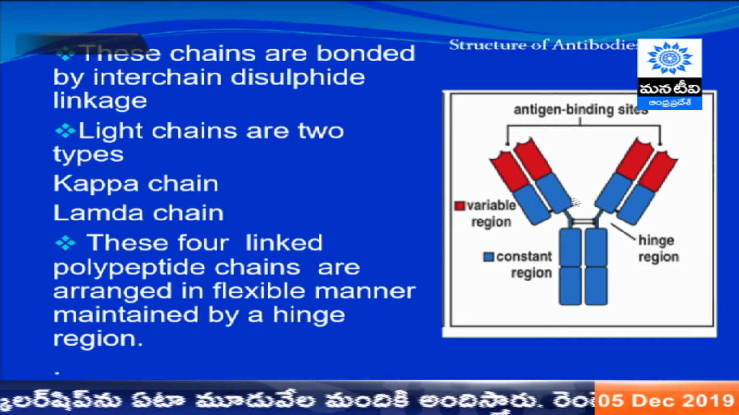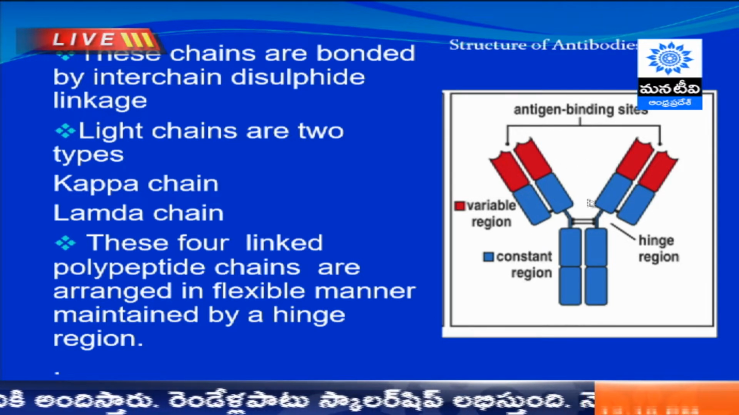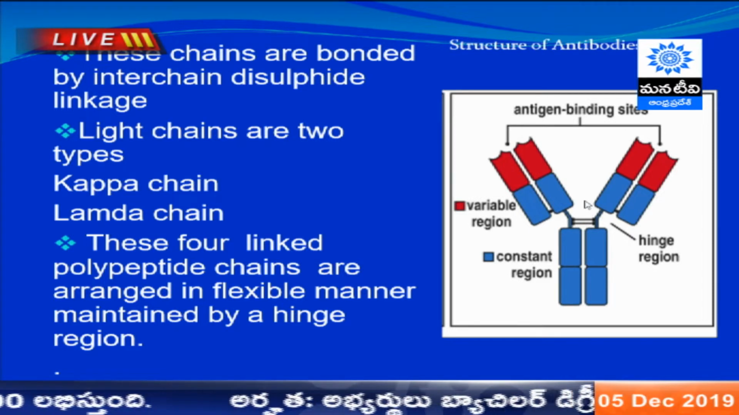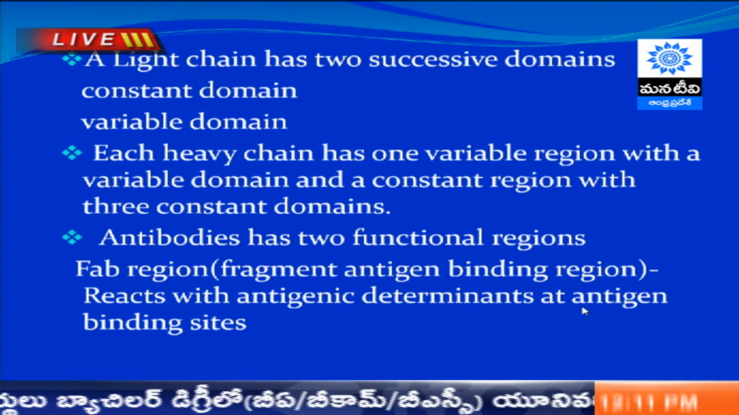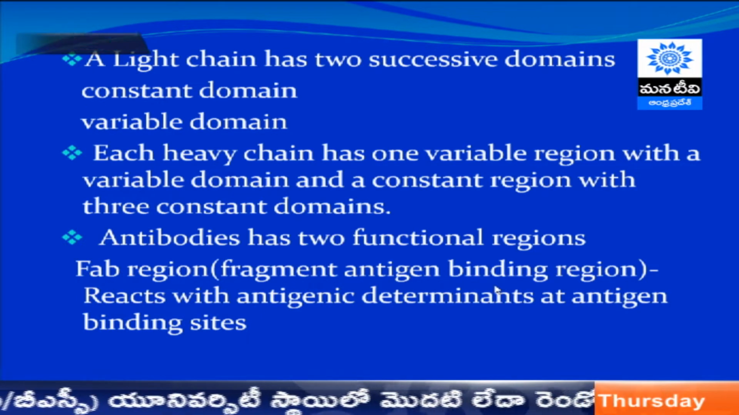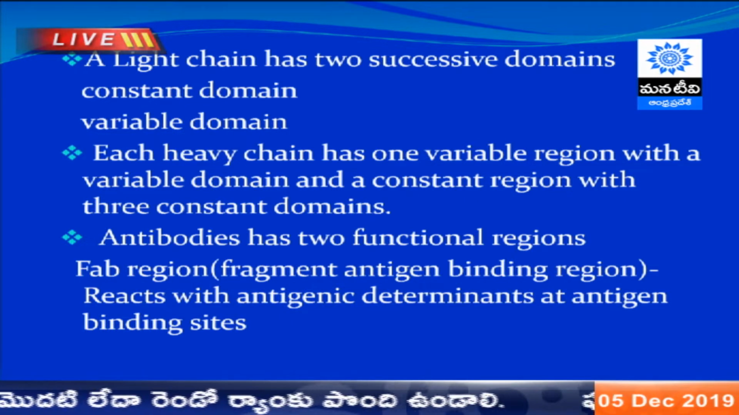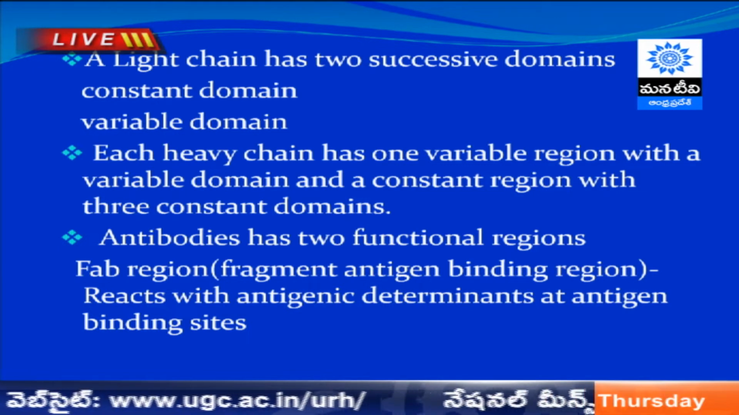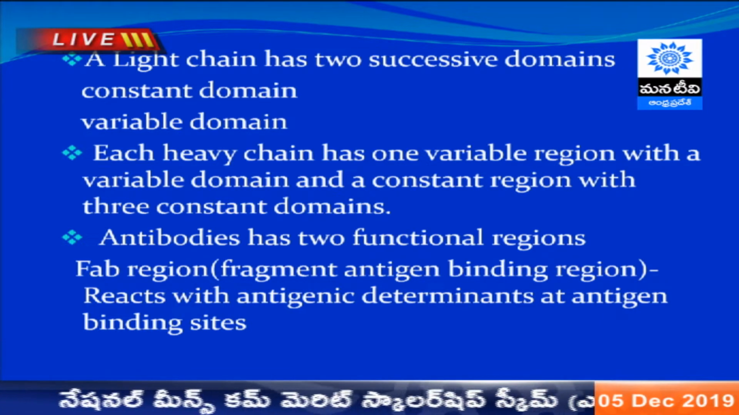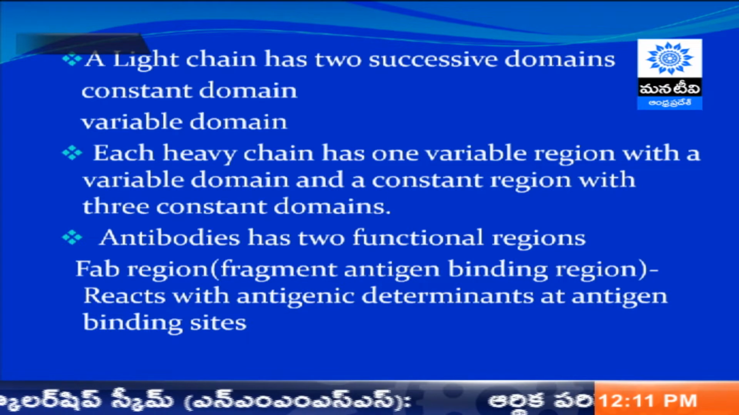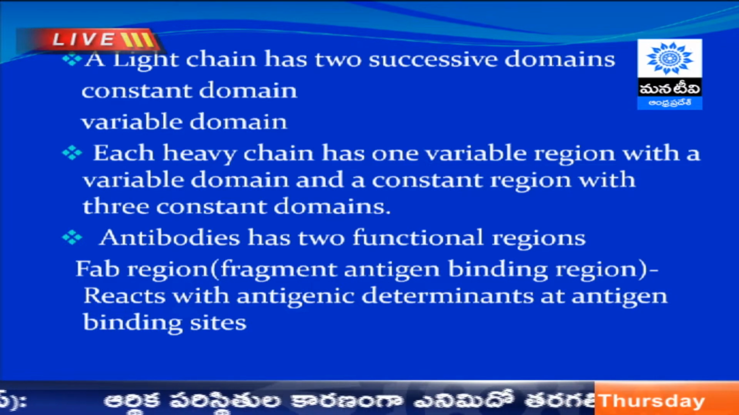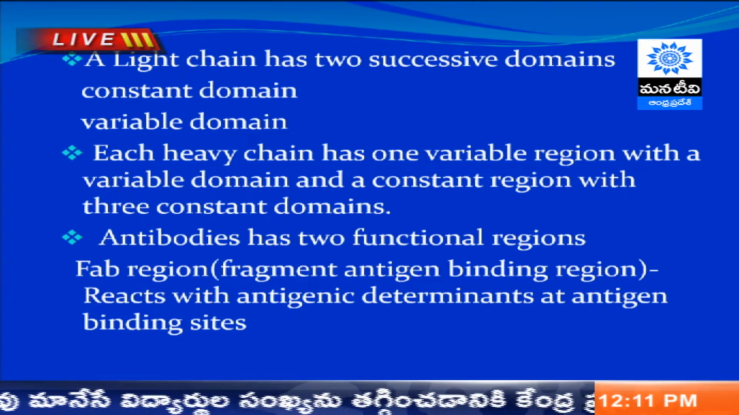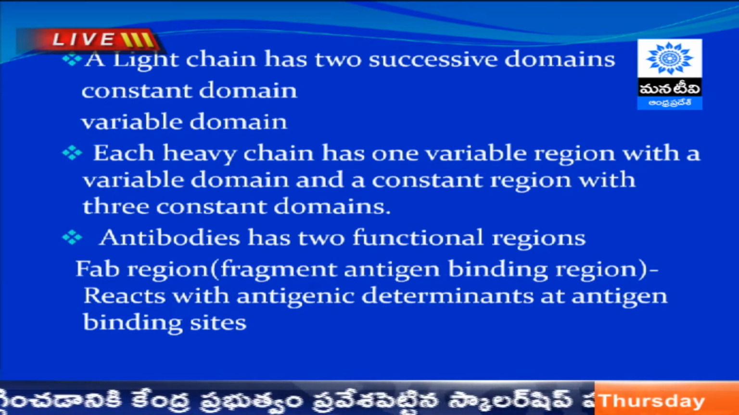So, the antibody is capable of binding to antigens which may be bivalent or multivalent. This hinge region plays a major role in giving flexibility to the antibody. Coming to the light chain, it has 2 successive domains, a constant domain and a variable domain. These 2 domains help in maintaining the structure of the antibody and in binding to the antigen. Each heavy chain has 1 variable region with a variable domain and a constant region with 3 constant domains. The antibody has 2 functional regions called the FAB region and the FC region.